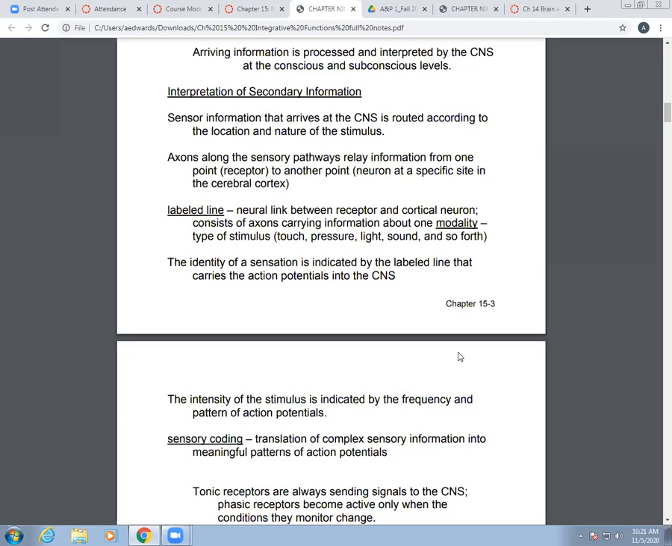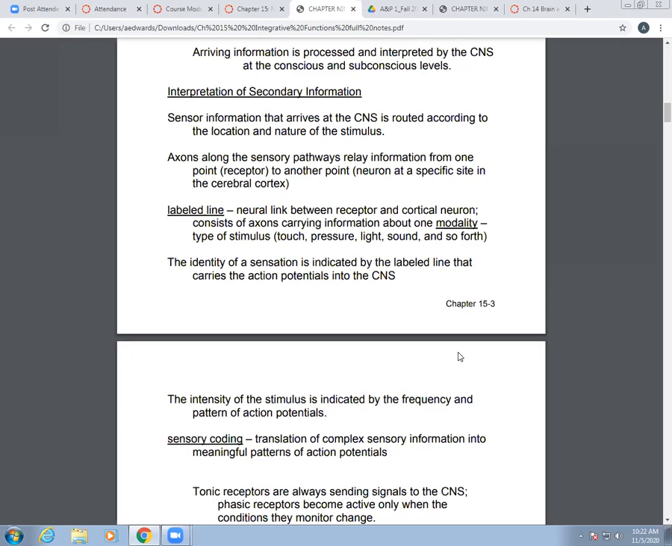So the axons along those sensory pathways are going to relay information from one point to another point. Could be to another neuron somewhere in the cerebral cortex. All right, a term you should know is a labeled line, which is a link between receptors and the cortical neuron. And it's going to consist of different axons that carry information about one modality, one type of stimulus. Okay, could be sound, light, pressure, or touch.